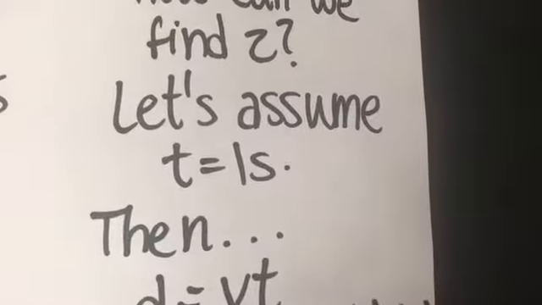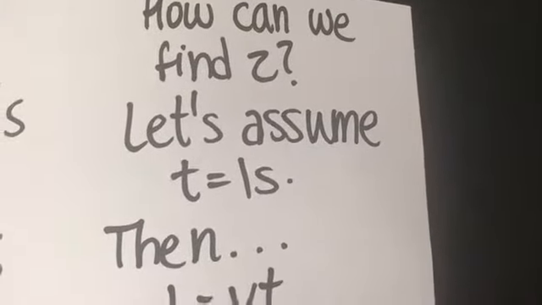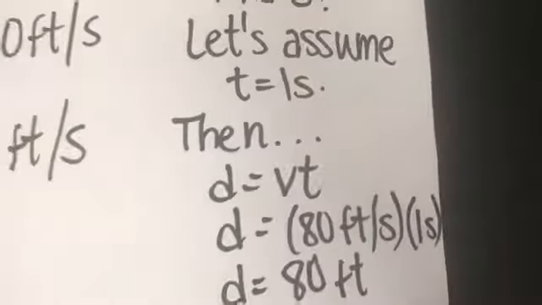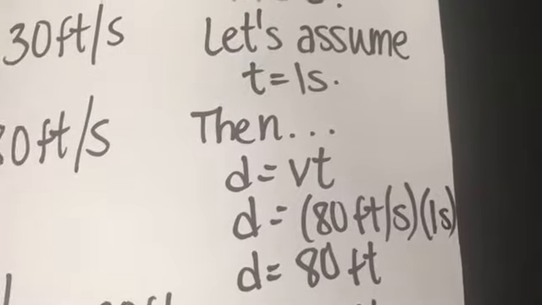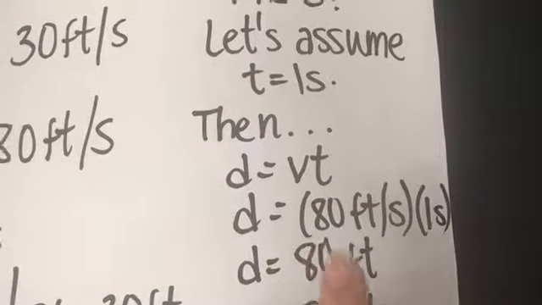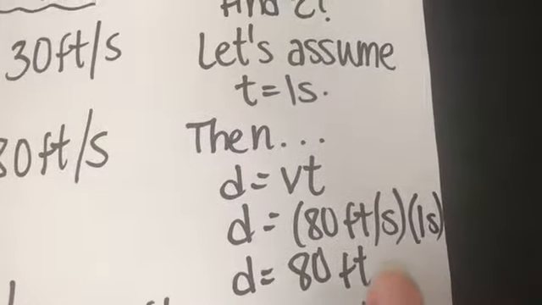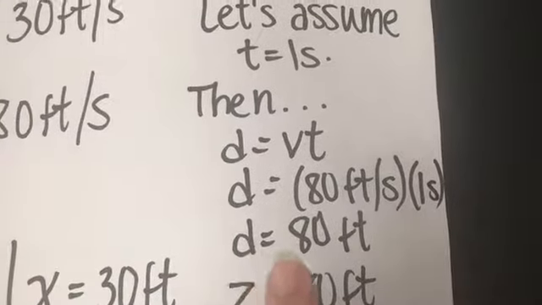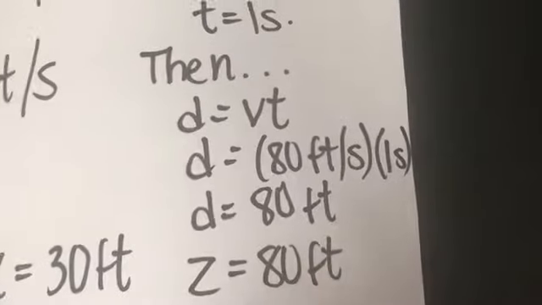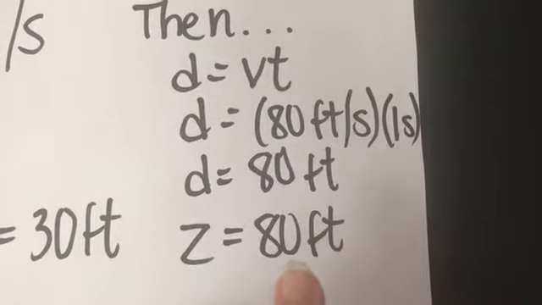So let's assume that the time it took was 1 second. Then we can replace our values in the distance velocity time formula. The distance will be equal to 80 feet per second, which is the rate or velocity, times 1 second, and the distance will be 80 feet. So our c is going to be equal to 80 feet.